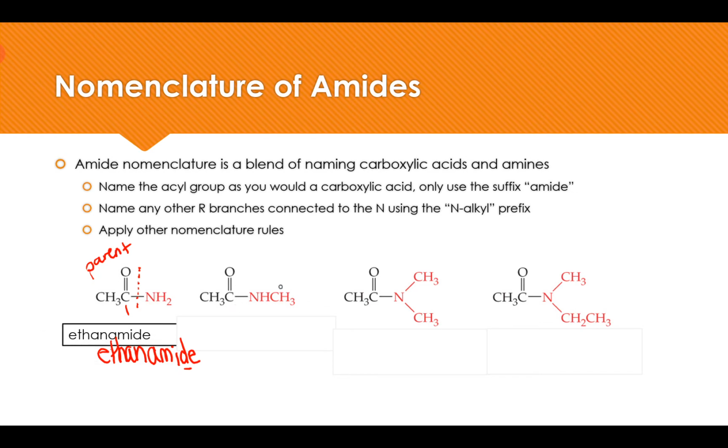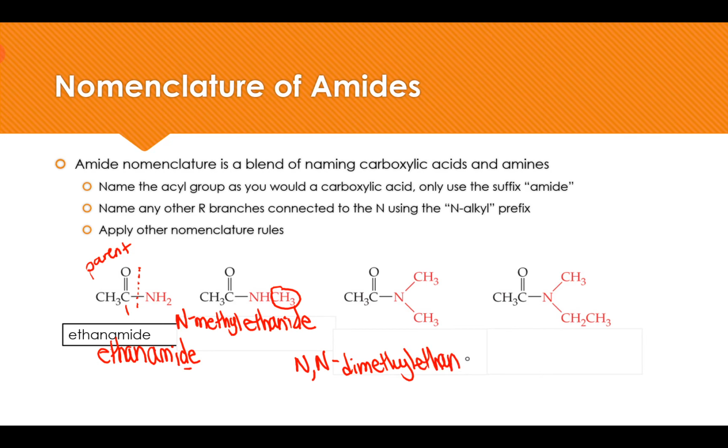This molecule has a methyl group off of the nitrogen, and so this is going to be N-methyl. And then we have a 2 carbon chain here, just like we did here. And so that's N-methyl ethanamide. This one is an N,N-dimethyl ethanamide. So that's N,N-dimethyl ethanamide.